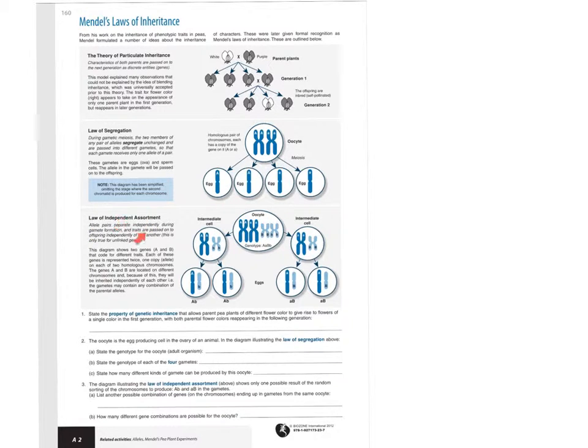Okay, the law of independent assortment says allele pairs separate independently, so they move independently of each other and are passed on to offspring as independent particles, right? That's what Mendel saw when he crossed his peas. What do we know today that makes this not true? It's true some of them are independent.